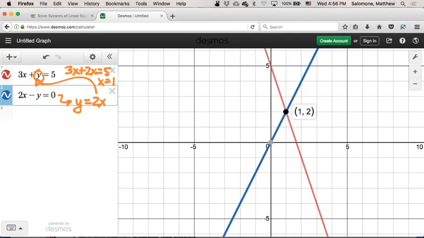So we could approach this using substitution, but that's not the point of what we're talking about today. The point is for us to find a new method of approach that some people like better, some people don't like as much.